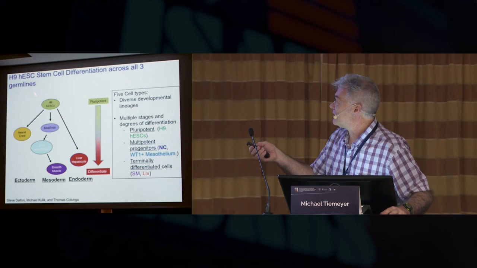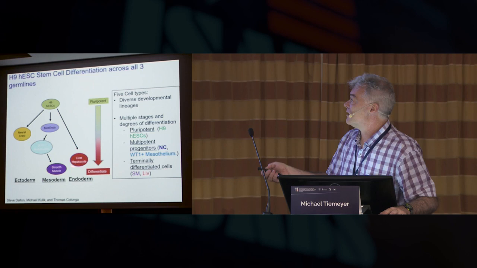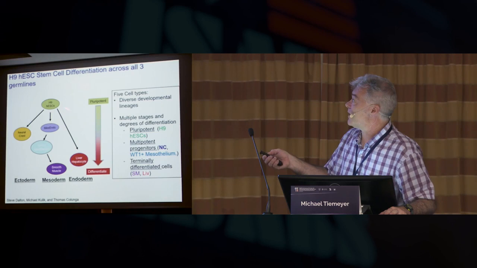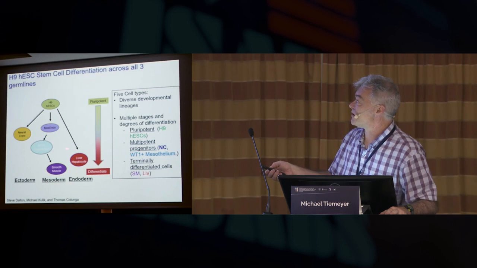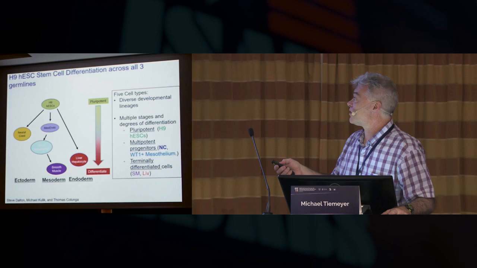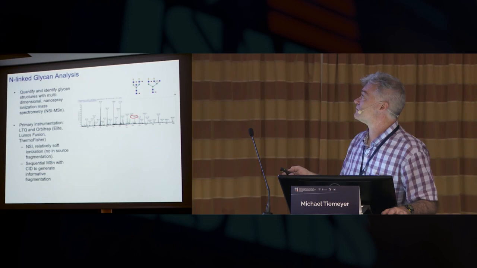As well as more differentiated cells, hepatocytes. So we'll cover sort of the span of pluripotency from highly pluripotent to more fully differentiated cells, with some intermediate cells that are multipotent along the way and also representative of the three germ layers. So neural crest, Wilms tumor positive mesendothelial cells, smooth muscle cells, and liver hepatocytes as the most differentiated cell population.